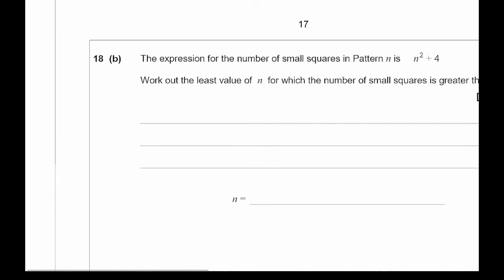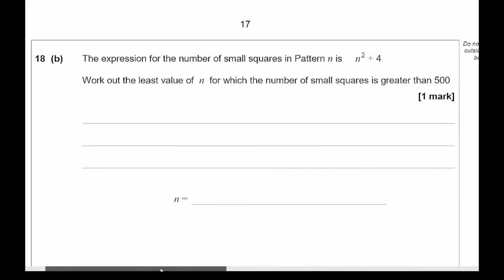Moving on to the next part of question 18, it says that the expression for the number of small squares in pattern n is n squared plus 4.